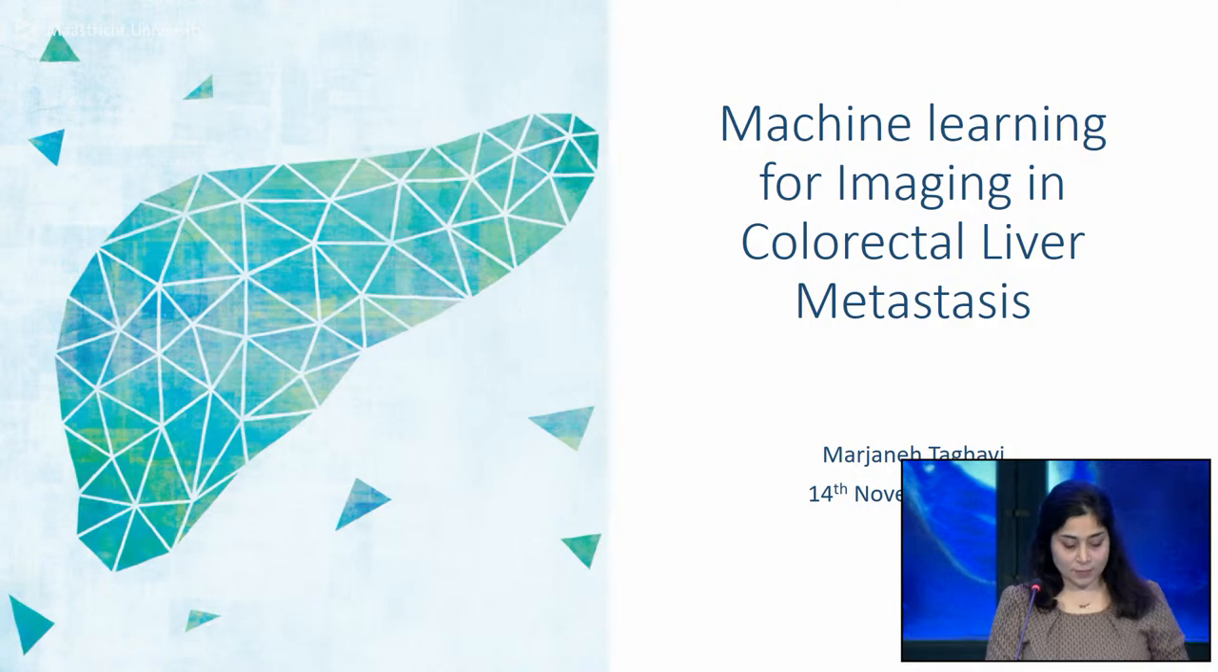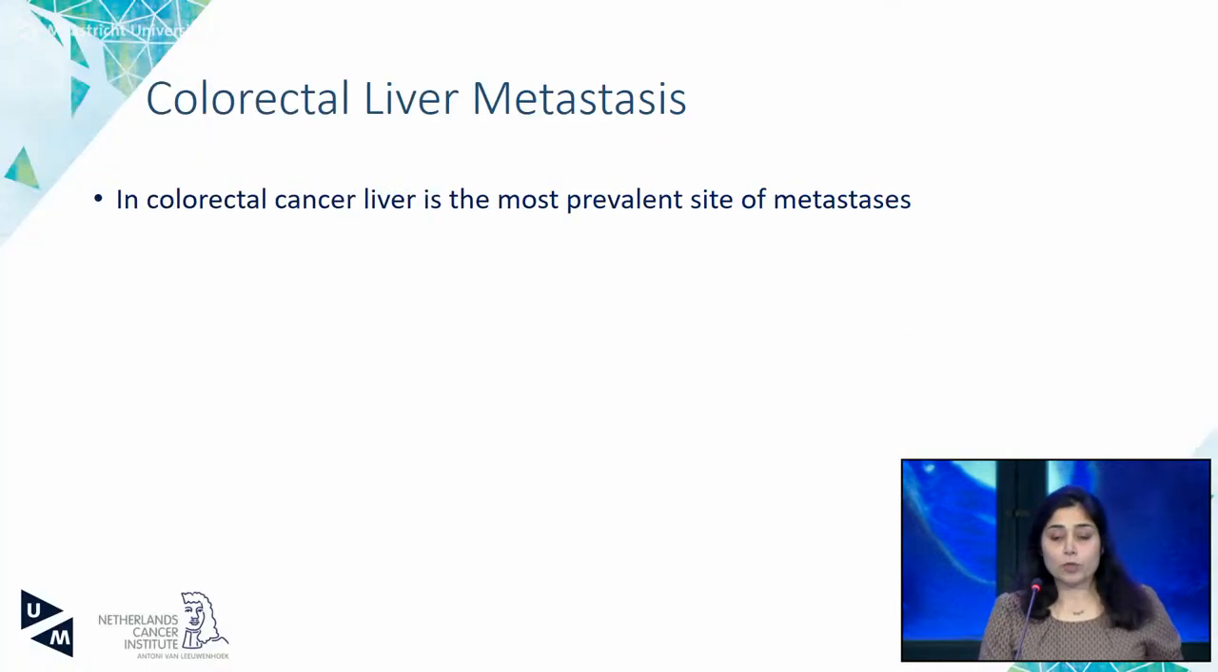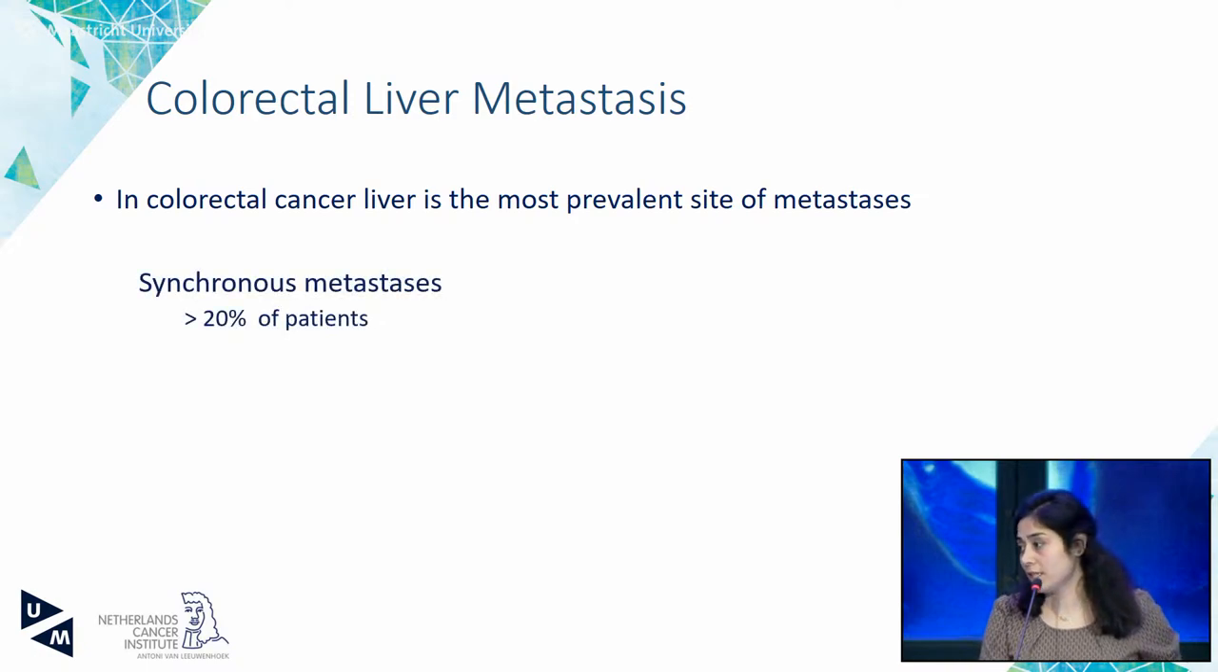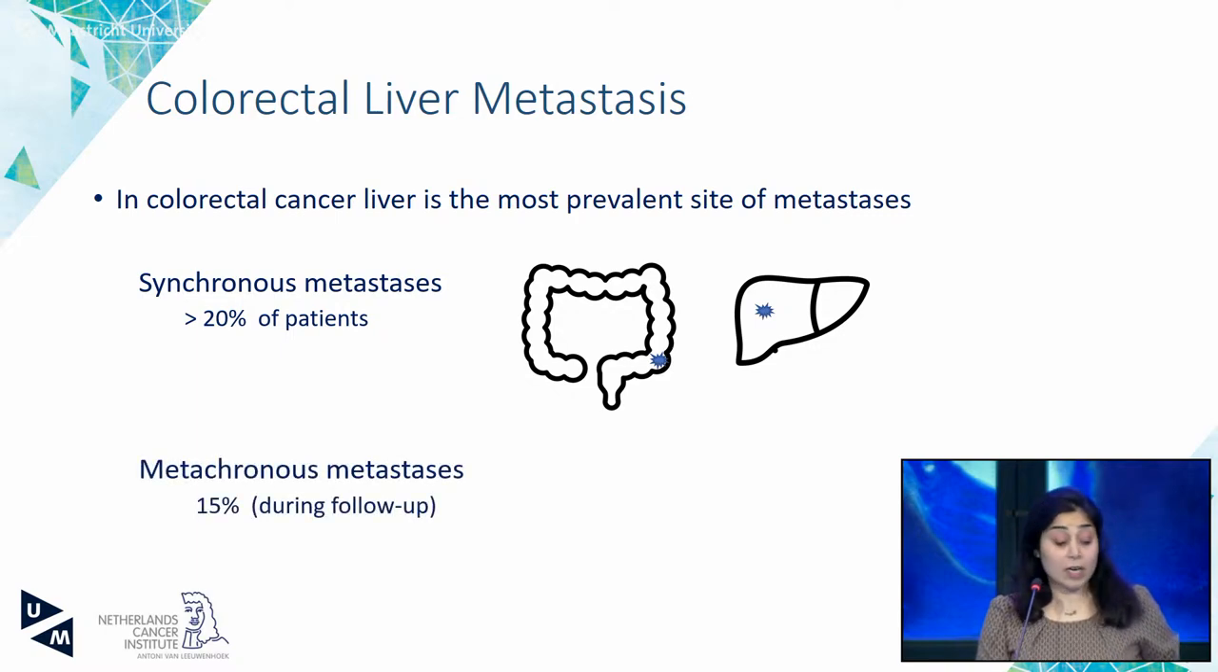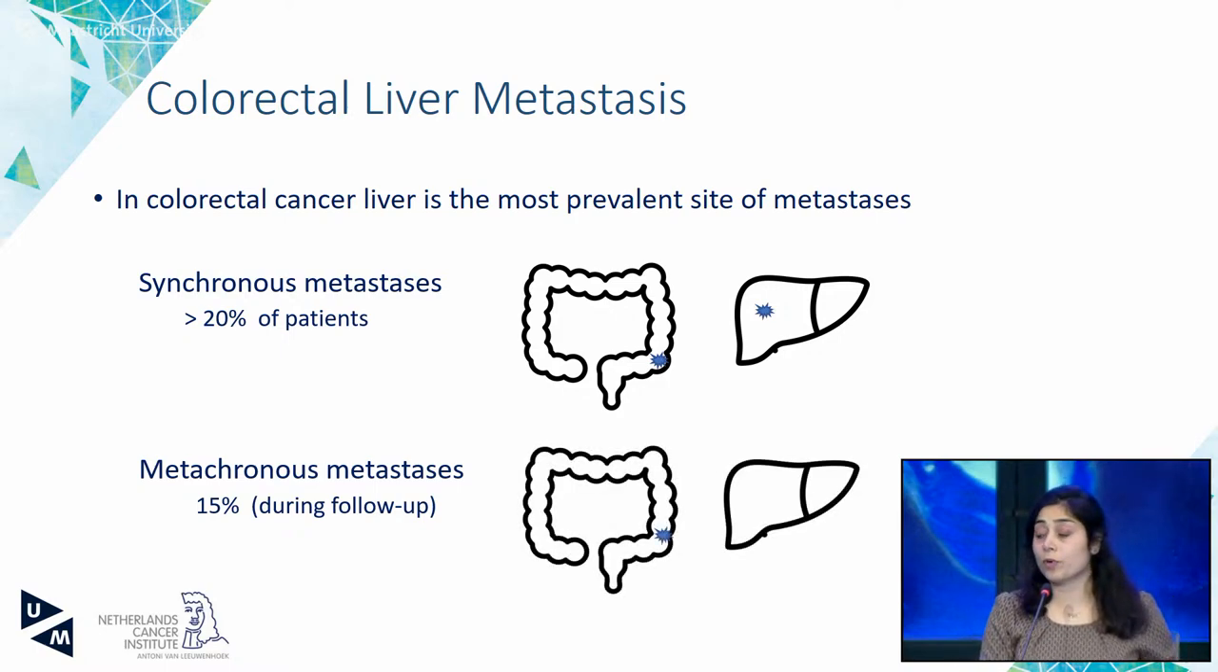In the next 15 minutes, I will present my thesis with the title of Machine Learning for Imaging in Colorectal Liver Metastases. Liver is the most common site of metastasis for colorectal cancer, and more than 20% of the patients have a synchronous metastasis. It means that at the time of the diagnosis of the primary tumor, the liver is detected with metastasis. However, around 15% of the patients have a metachronous liver metastasis. It means that at the time of the diagnosis of the primary tumor, the liver does not have any metastasis, but later on in the follow-up, the liver developed metastasis.